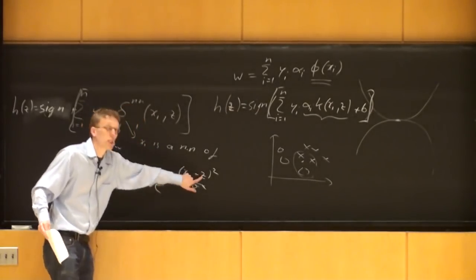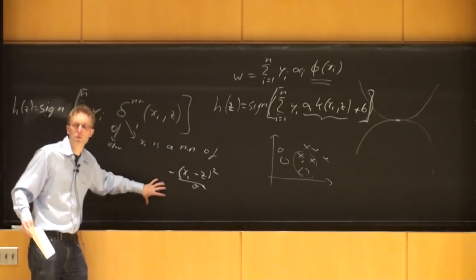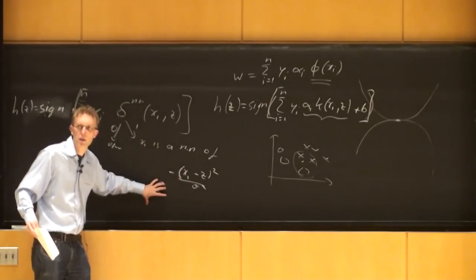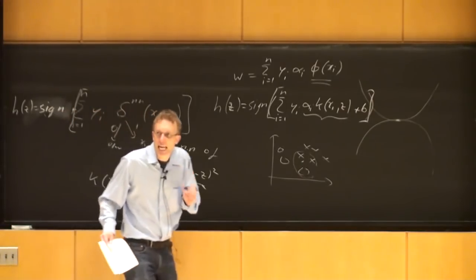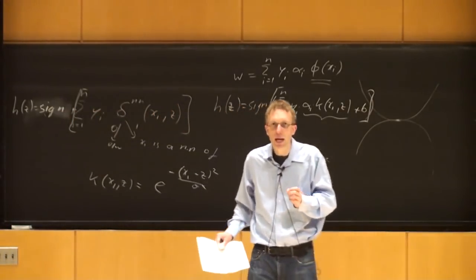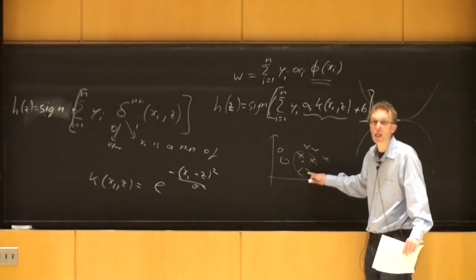So if xi minus z is small, then e to the minus something small can still be reasonably large, right? So what is the SVM doing? It's actually doing the same thing as k-nearest neighbors. It's just not making a hard threshold. It doesn't say, oh, we take three nearest neighbors.